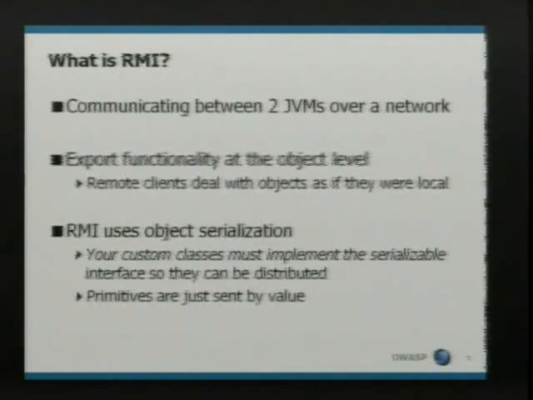So in particular with RMI, it's about communicating between two JVMs. So you get this idea that only one JVM exists. All the interaction happens over a network transparently. And the functionality you develop is all at the object level. So you develop your business logic layer and you host it remotely, and all the clients interact with it as if the object existed locally. And RMI is able to do this by using its own proprietary protocol, using object serialization, writing objects to the wire and reading them back off.